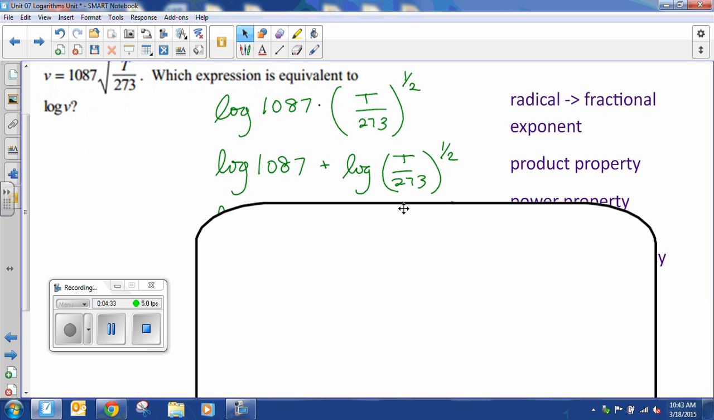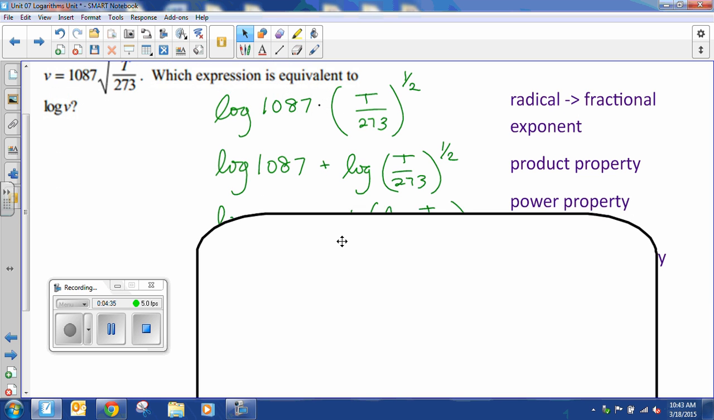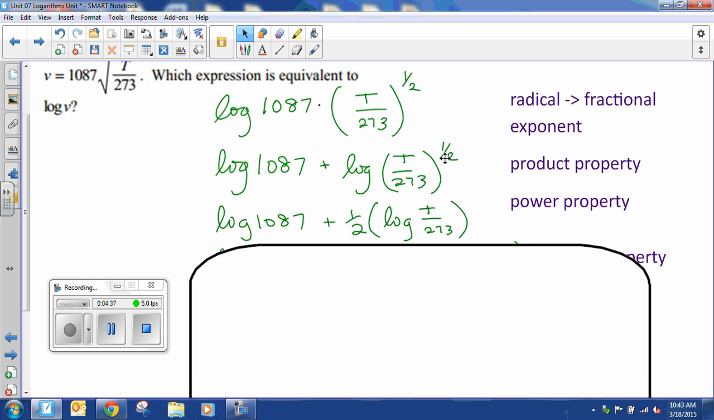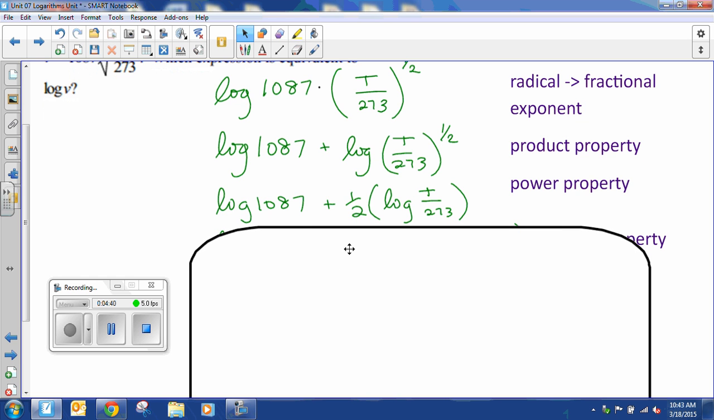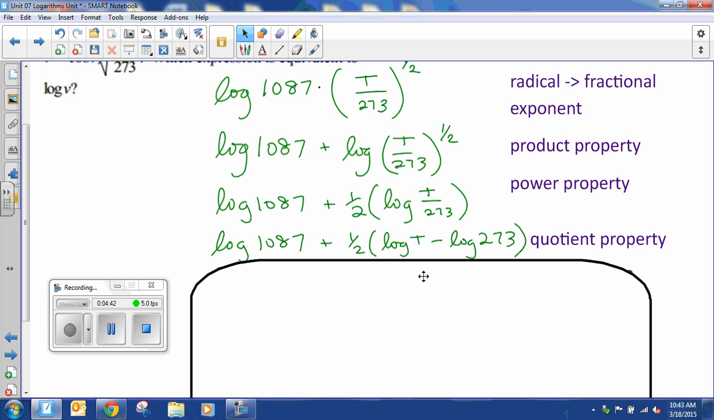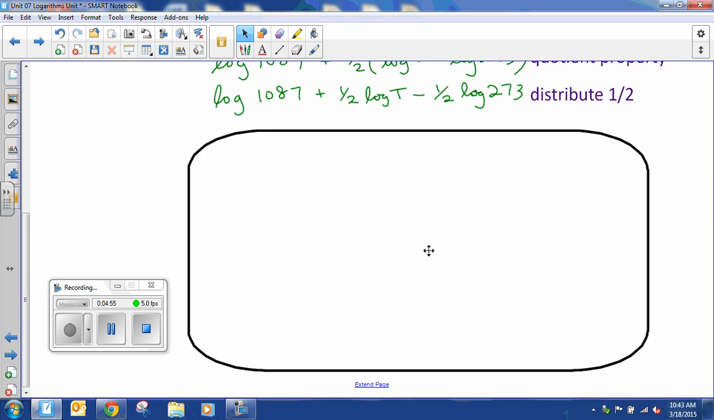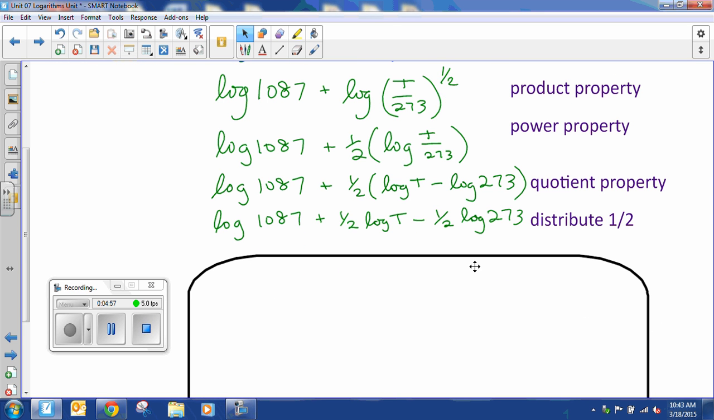Next thing we're going to do is apply the power property. 1/2 goes in the front. And now we can apply the quotient property. And notice that the 1/2 is left in the front of these parentheses. We could distribute it, and this would be the distributed form of the answer, which you should be able to recognize if this were in a multiple choice option on the test.